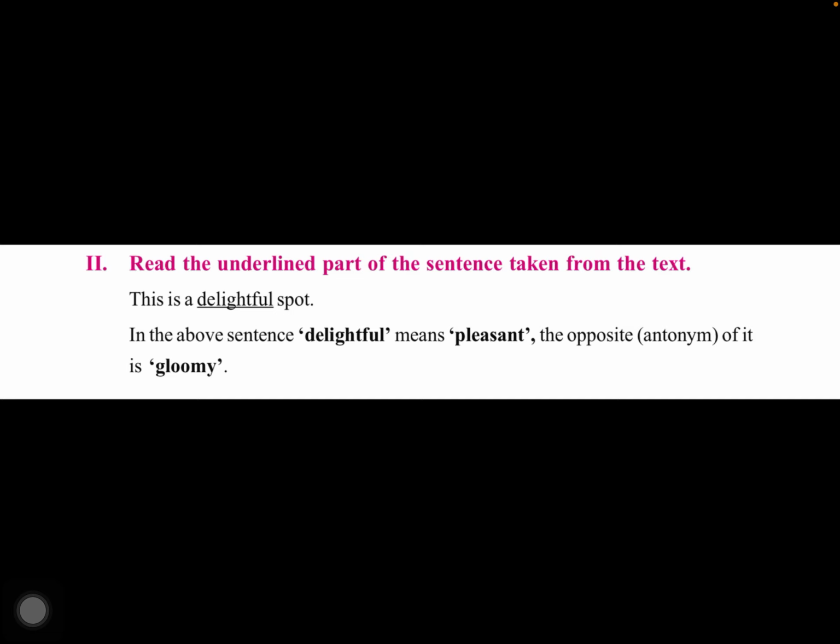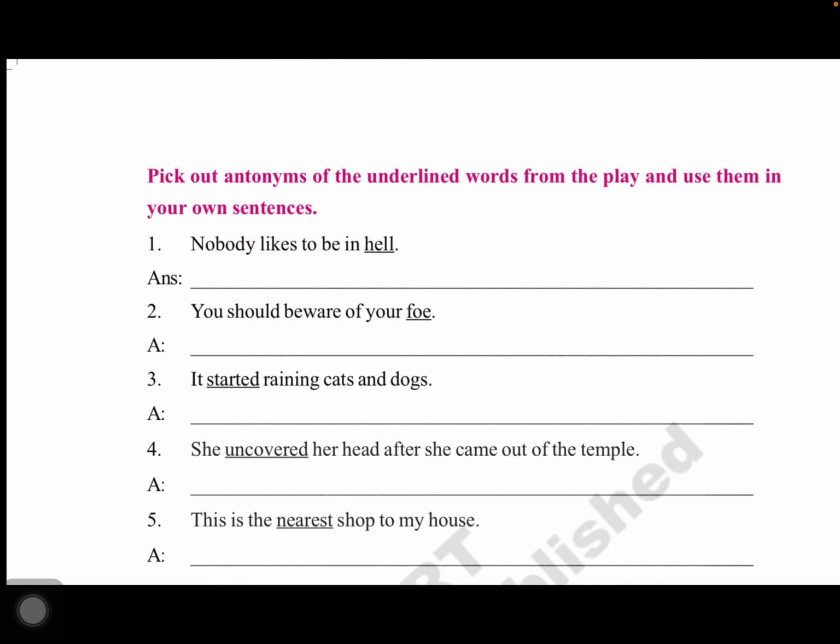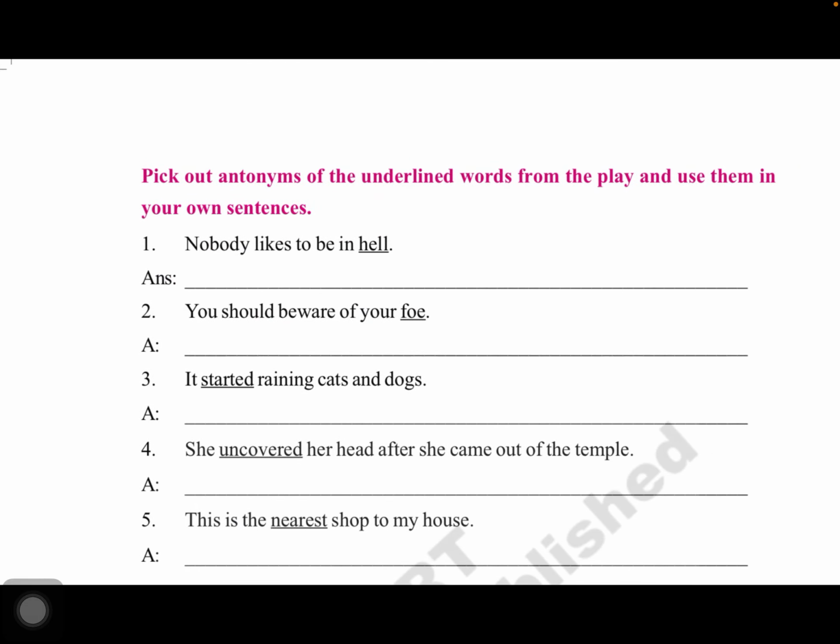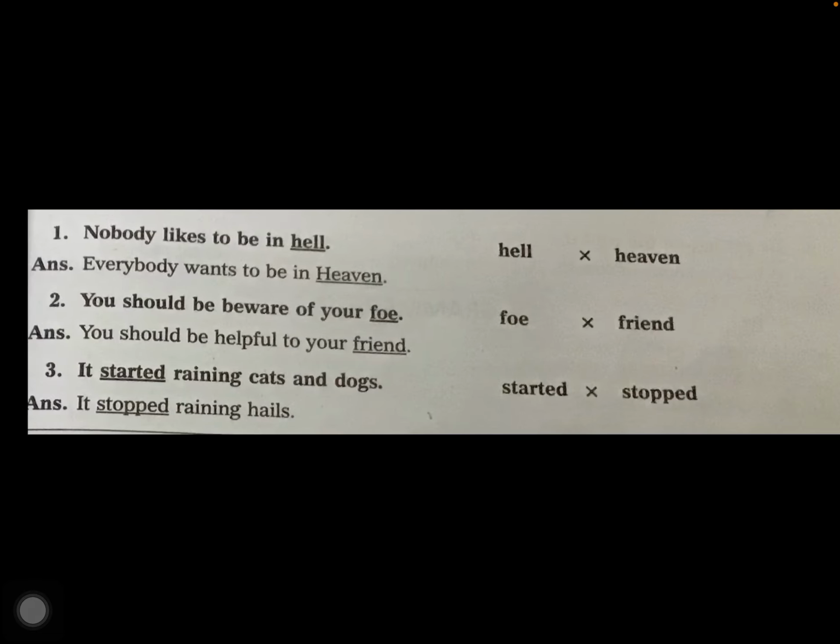Delightful means you are happy, very pleasant, very nice. And gloomy means becoming very sad. Okay, now look at the next exercise. Pick out the antonyms of the underlined words from the play and use them in your own sentences. So what are the underlined words given over here? Hell, foe, started, uncovered, nearest. And again you have to write them. Whatever the antonyms of these words are, you have to write them. So just have a look.